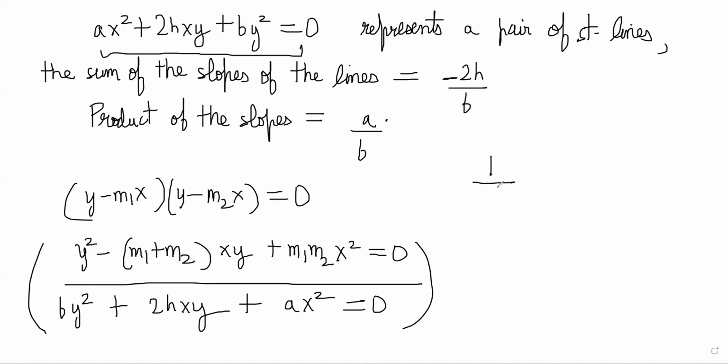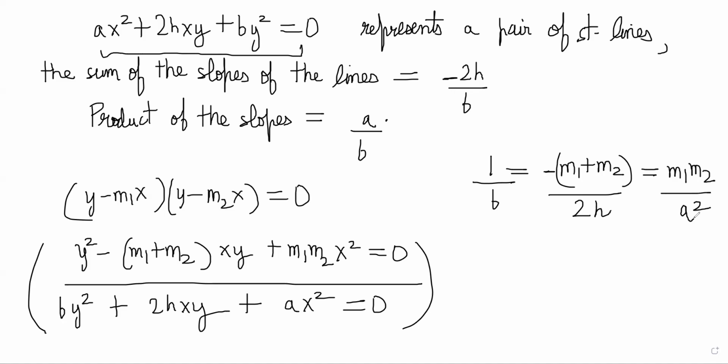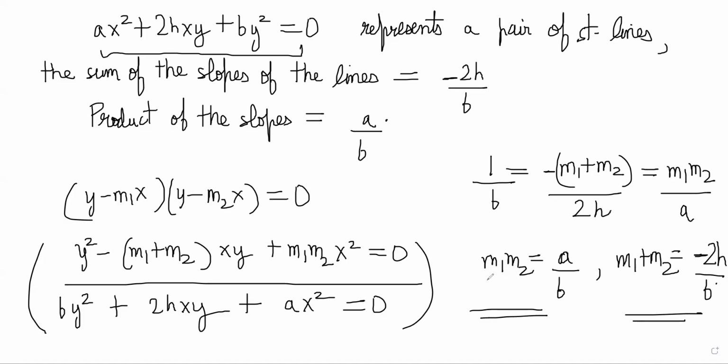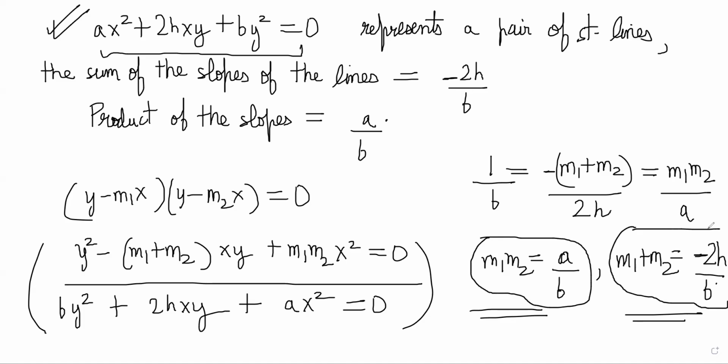So you can do 1 by b is equal to minus m1 plus m2 by 2h and is equal to m1 m2 by a. So we can easily see from here m1 m2 is equal to not a square, we have a just. m1 m2 is coming out to be a over b, and we have m1 plus m2 is coming out to be minus 2h by b, right? So basically, looking at the line equations, we can deduce the product of the slopes and the sum of the slopes of the two lines, right?